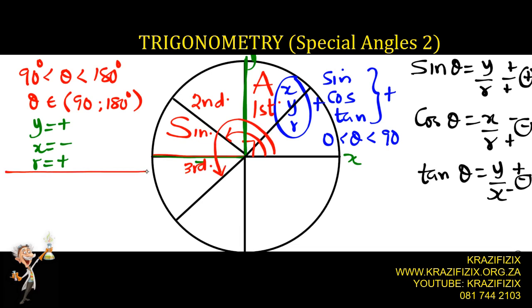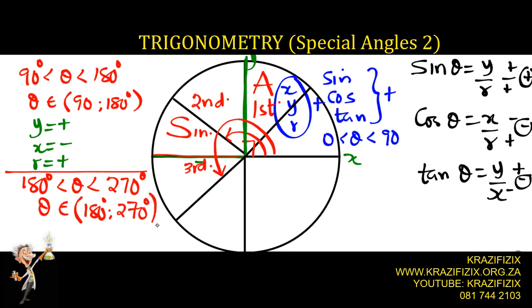Now I am moving to angles greater than 180, but less than what? 270 degrees. Alright? Which I can also write as theta belonging to the set between 180 and 270 degrees. Okay, let's see. I'm going to claim the side again. I'm sure now you can predict what I am going to do. This is y over x. Let's make it black for uniformity. Y over x.